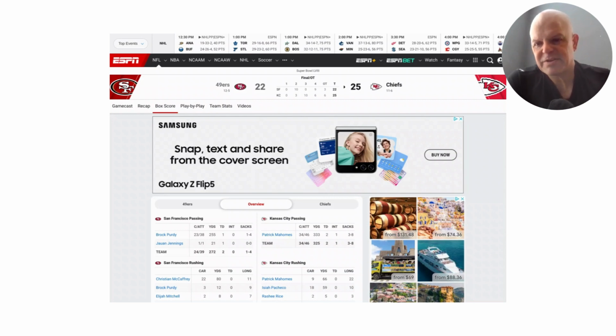The line was 49ers -2. Probably should have been a pick 'em, because either team could have won it. But the point I'm making is, you can see easily how defense is extremely undervalued in this particular example.